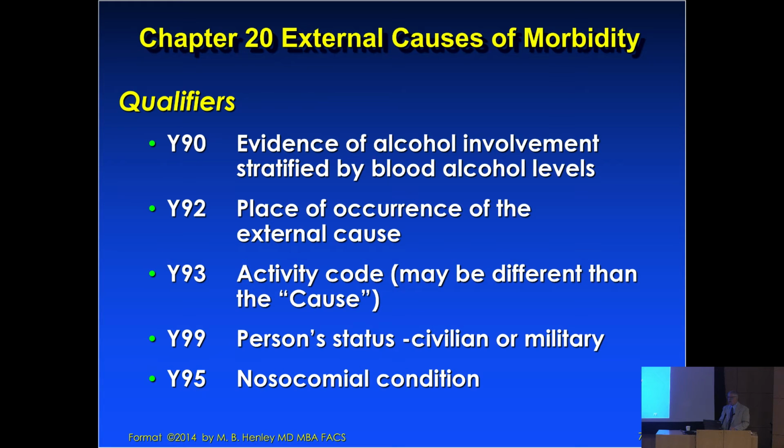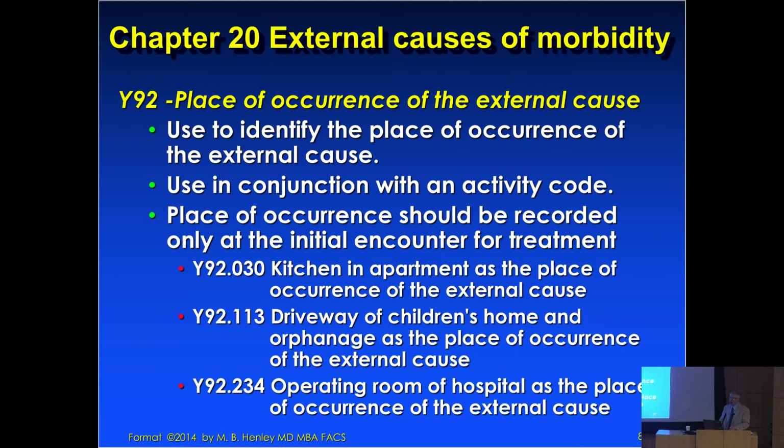If you know this, otherwise, it's non-specified. You can specify the place of occurrence, the activity, which may be different than the cause. I'll show you an example. The person's status and whether this is a nosocomial condition. So as far as place of occurrence, pretty much anywhere in the world can be identified. Y92.030 is in the kitchen of an apartment as the place of occurrence. Y92.113, driveway of a children's home and orphanage. Y92.234, which would be a medical misadventure that occurred in the operating room as a hospital, as an example.